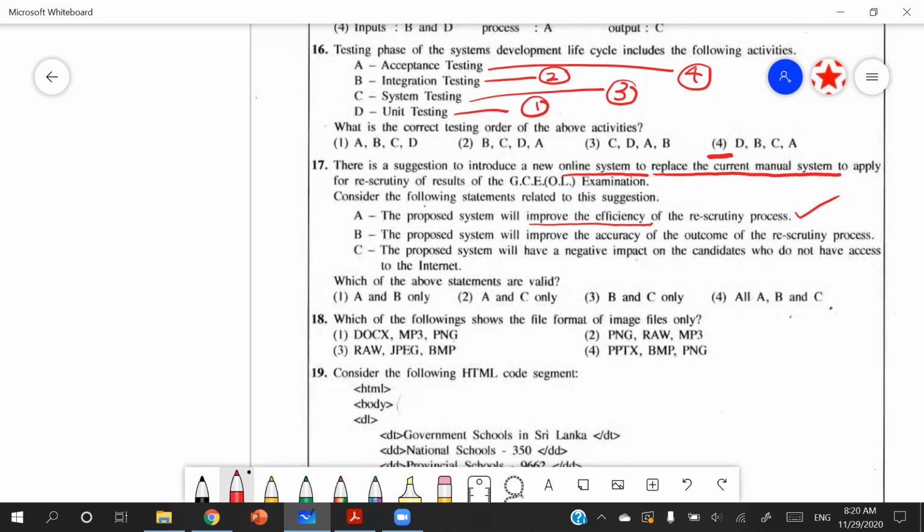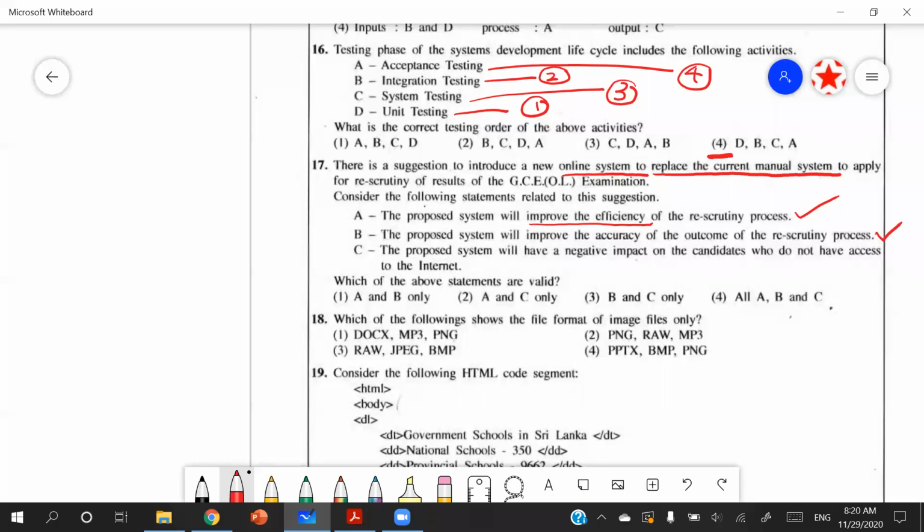So it is correct. The proposed system will improve the accuracy of the outcome of the re-scrutiny process. Accuracy, yes, now it's like this. When we are doing it manually, human errors can be there, and those human errors can be avoided or minimized using a computerized system. So if we talk on that aspect, we can take this as a correct answer.